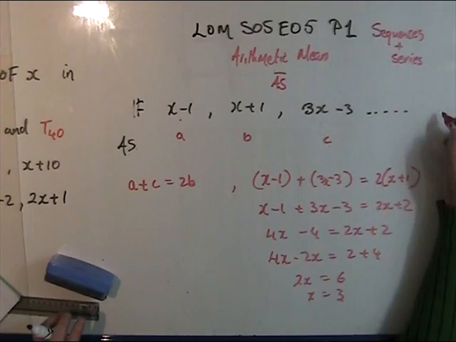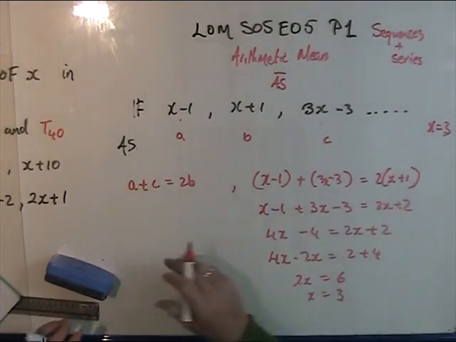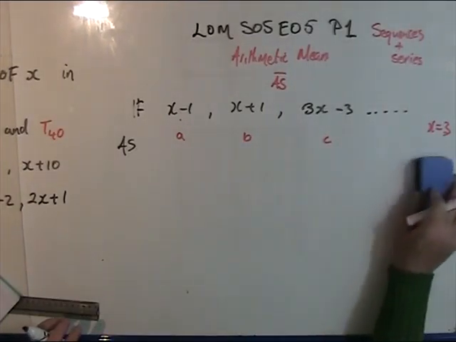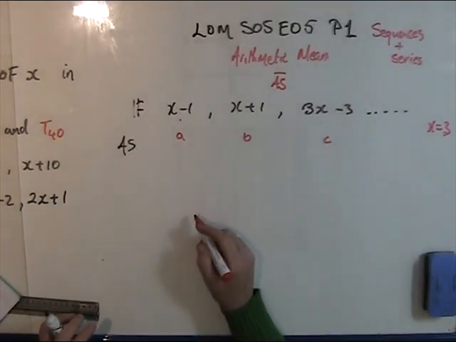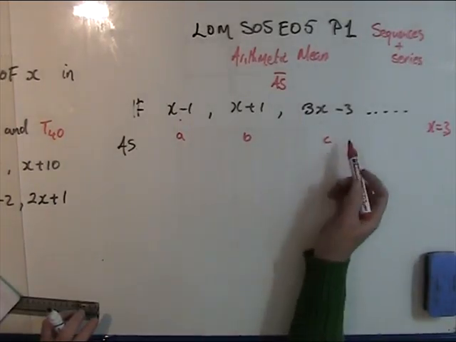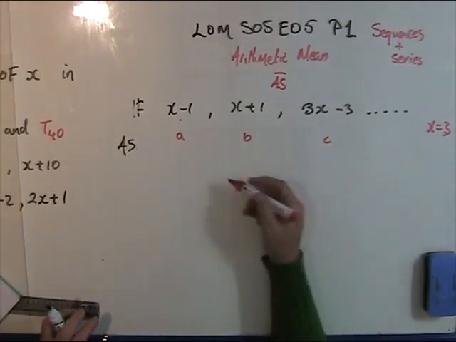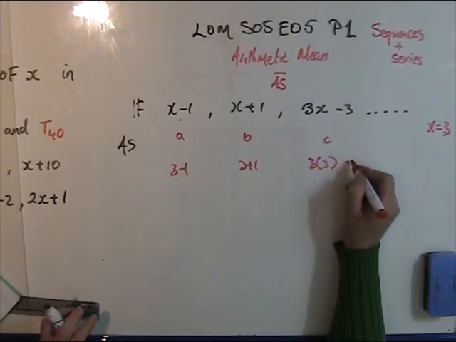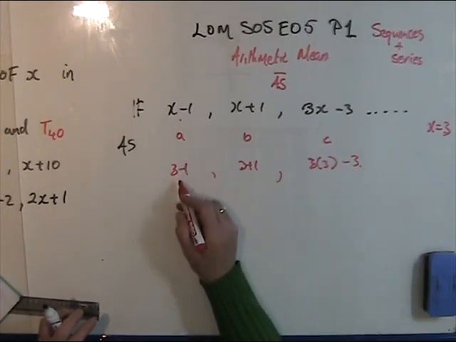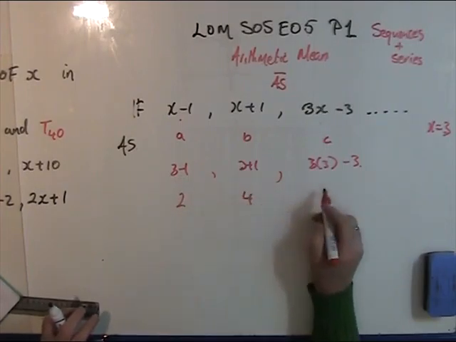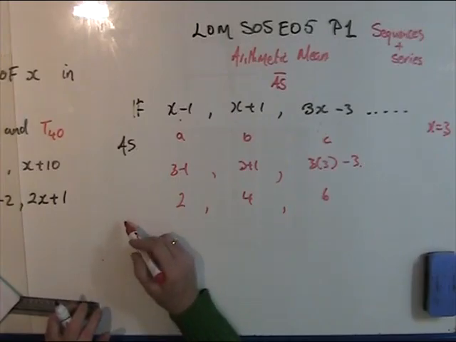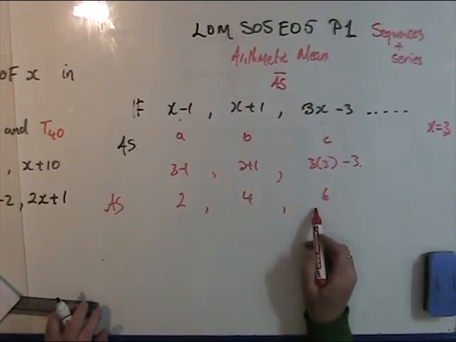Right, so that's the first one. Out here you put x is equal to 3, and there's your proof. Now you can go over this again if you're finding problems with it. So x is equal to 3. Now I can find my values because I can put in x is equal to 3: 3 minus 1 for that, 3 plus 1 for that, and 3 times 3 minus 3 for that one. So 3 minus 1 is 2, 3 plus 1 is 4, and 3 3's are 9, 9 minus 3 is 6, and you can see that it is an AS because it's going up in 2's.